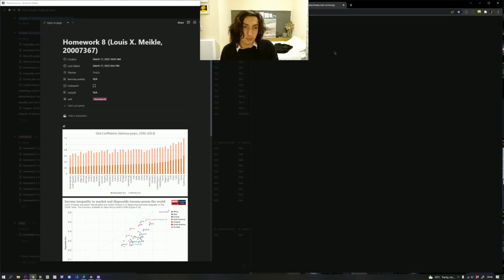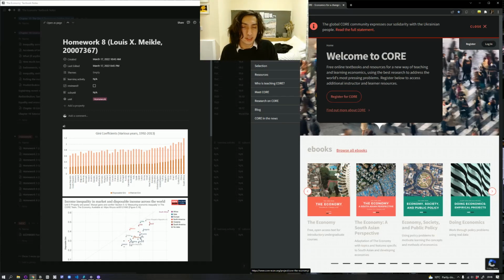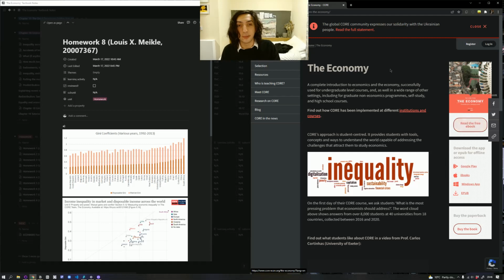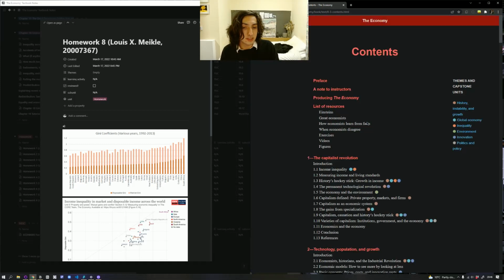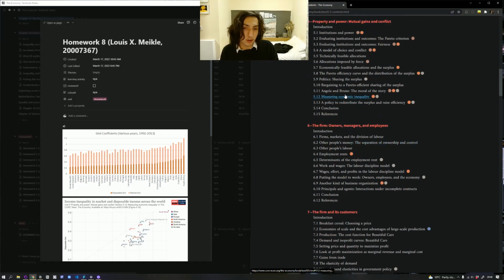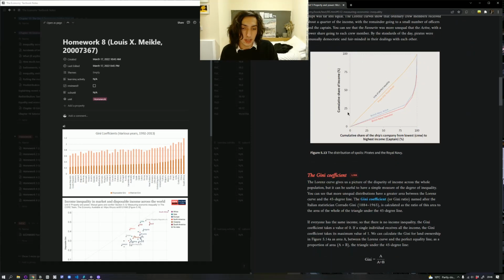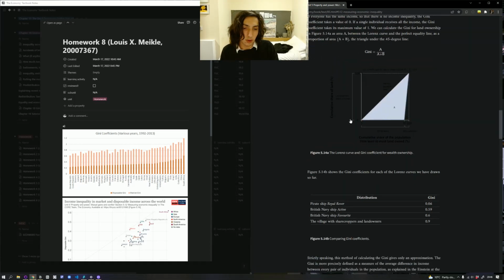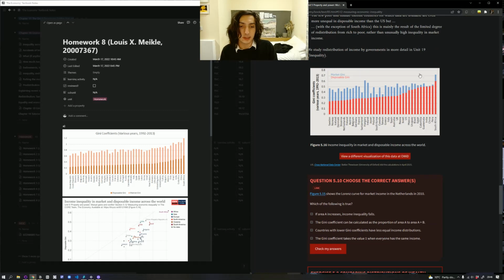Okay, we're just going to bring up the book here. I always have the book hidden behind all these tabs, I don't know why. 5.16 is located in 5.12. And you scroll down, you should see a graph like this, okay?